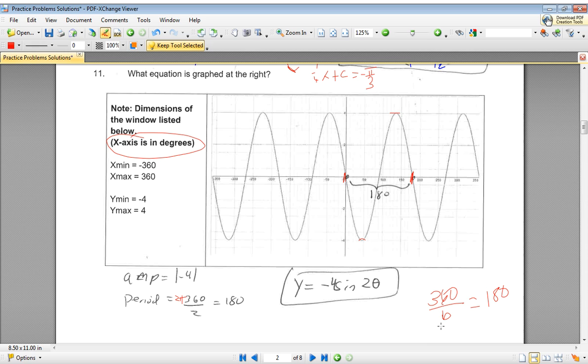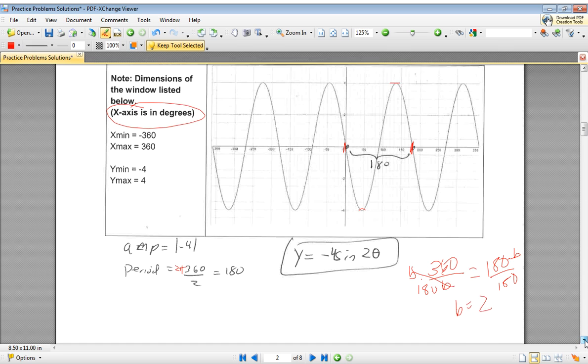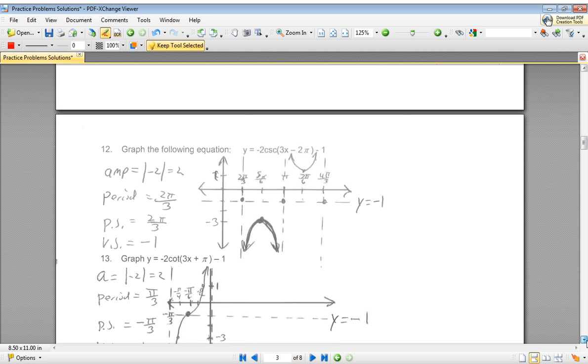So multiply by B, divide by 180, divide by 180, and B equals 2. So we have A, we have B, we have our equation. Remember also that this will be multiple choice, so that could help you out in the process.